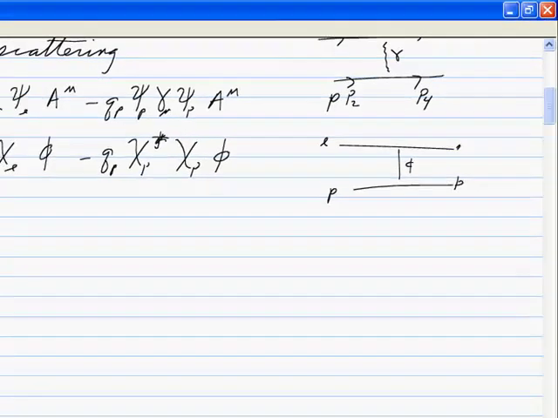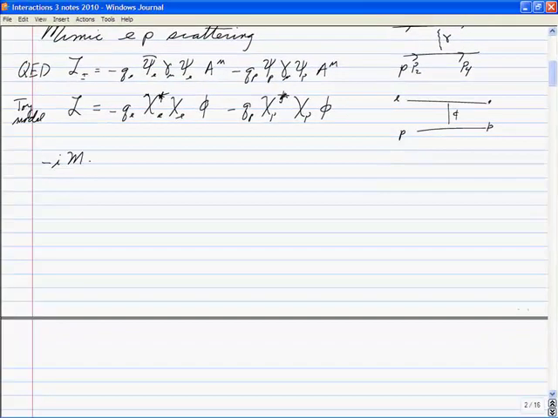Okay? So it's going to come out with the same form. Minus Im is going to have the following structure. There'll be minus I times the charge on the electron, I over q squared minus m squared, minus I charge on the proton.